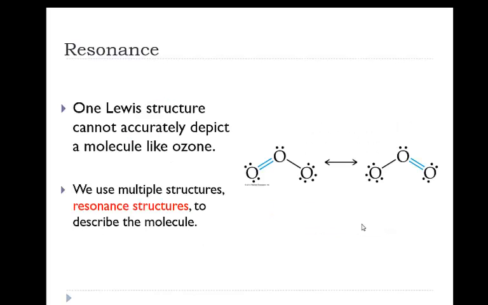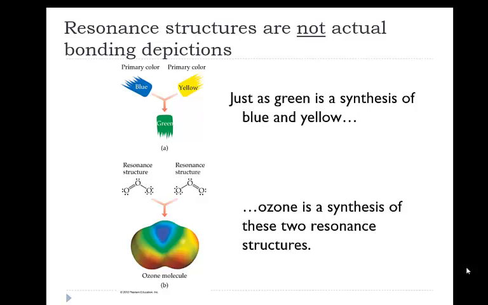So one Lewis structure can't accurately depict a molecule like ozone. What we do is use multiple structures. These multiple structures are called resonance structures, and we depict them with a double-headed arrow, as you can see in between here, and that describes the molecule. Remember that resonance structures are not actual bonding depictions. Just as we can make green from mixing blue and yellow, ozone would be a synthesis, or a hybrid, of the two resonance structures. It'd be something in between.